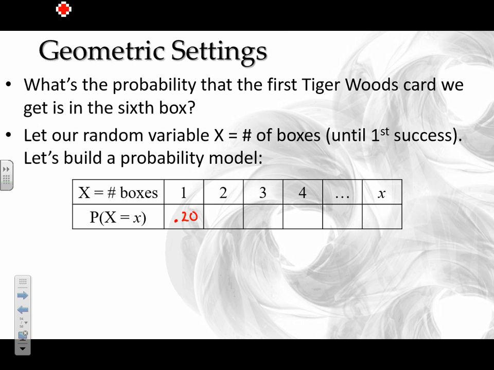How would I go about finding the probability that I don't find a Tiger card until the second box I open? So think about that scenario. If I don't find Tiger until the second box, what had to have happened in the first box? I had to have found not Tiger, right? So either David Beckham or Serena Williams. So I have a sequence of events occurring. My first event was that I failed. My second event is that I succeed. When I do a sequence of events, how do I combine those probabilities?